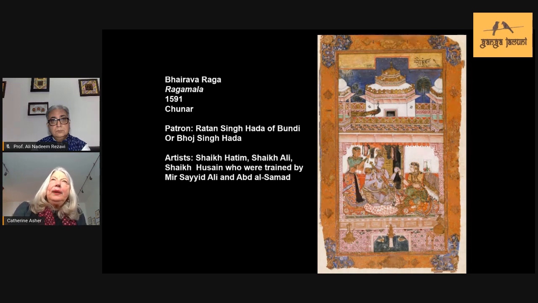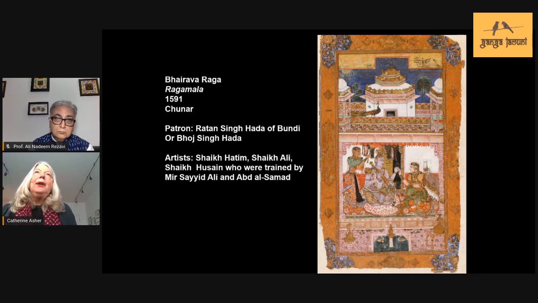We also know from what's written on the back of one of the pages that the artists engaged were three artists, Sheikh Hatim, Sheikh Ali, and Sheikh Hussein, who had been trained by the famous painters Mir Said Ali and Abdus Samad. That is, those two artists, among others, who had been brought by Humayun from the Safavid court to now train artists and work themselves in the Mughal court. So again, we're seeing this remarkable sharing of traditions.